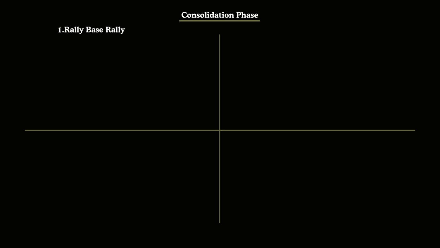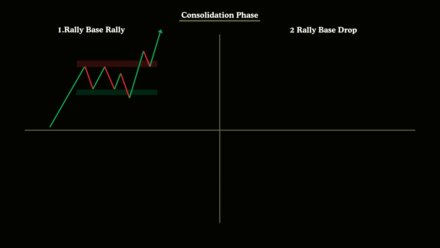First is the rally-base rally, where price rises, pauses at a higher level, forms an inducement, sweeps liquidity downward, and then continues upward. Second is the rally-base drop, where after a rally, price consolidates, creates an inducement or a fake breakout at the top, sweeps the liquidity, and then reverses downward.